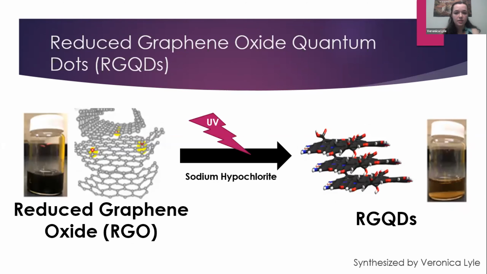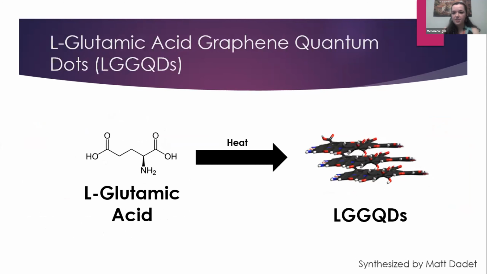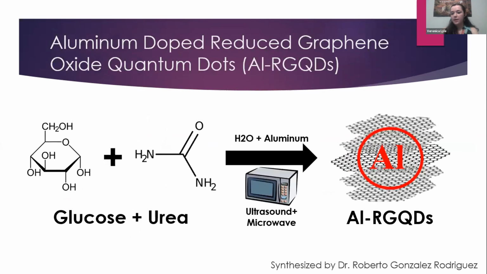The first quantum dot that I used was reduced graphene oxide quantum dots, which I synthesized myself from RGO. The second was synthesized by Matt Daddett from glucose. The third was also synthesized by Matt Daddett from L-glutamic acid. And the last was synthesized by Dr. Roberto Gonzalez Rodriguez from glucose and urea, and is called aluminum doped reduced graphene oxide quantum dots.